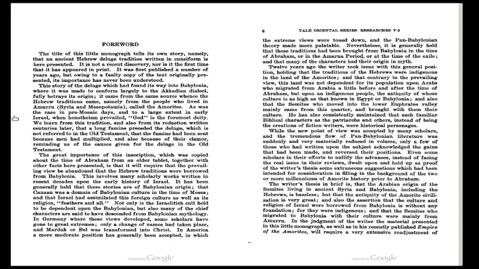In Germany, where these views developed, some scholars have gone to great extremes. Only a change of names had taken place, and Marduk or Bel was transformed into Christ. In America, a more moderate position has generally been accepted, in which the extreme views were toned down and the Pan-Babylonian theory made more palatable. Nevertheless, it is generally held that these traditions had been brought from Babylonia in the time of Abraham, or in the Amarna period, or at the time of the exile, and that many of the characters had their origin in myth.